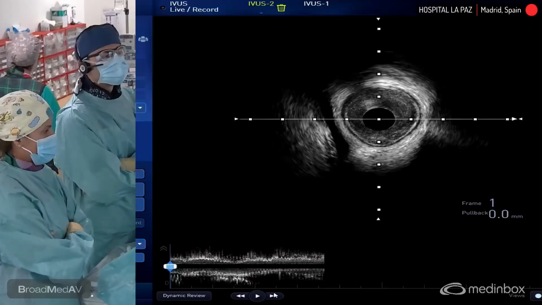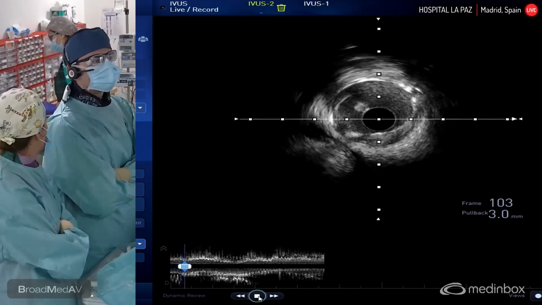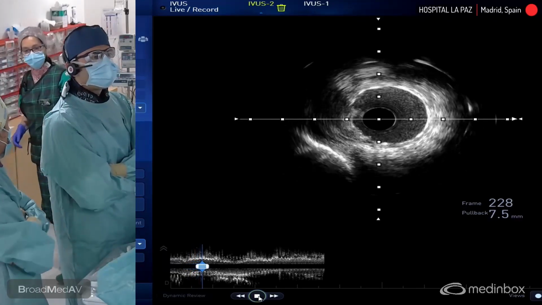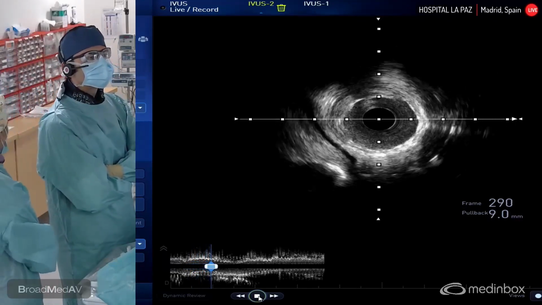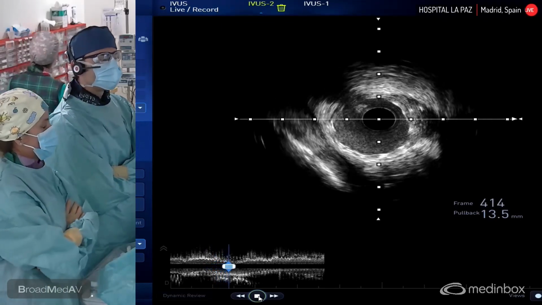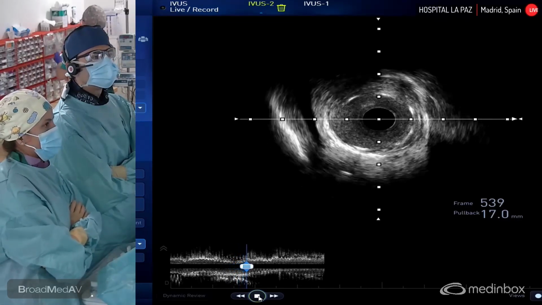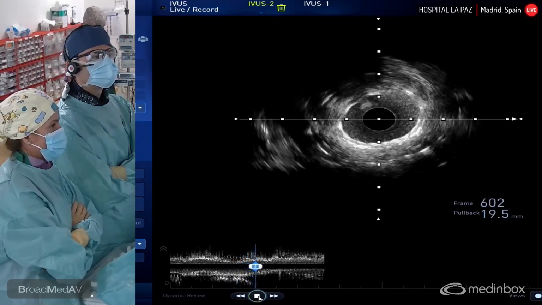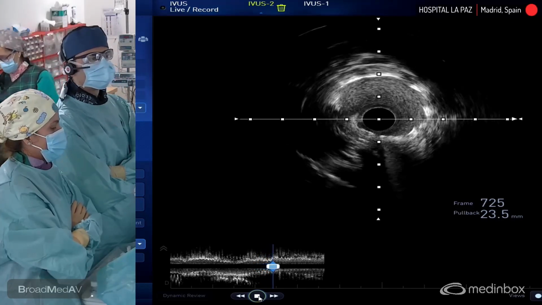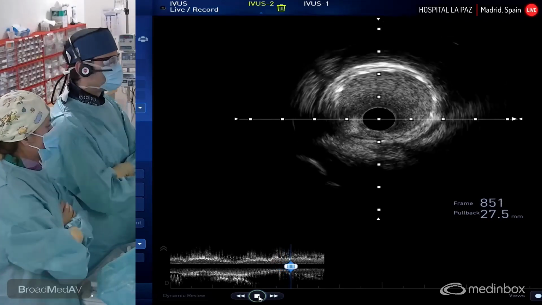You can see that the distal part of the stent is quite good, no dissection, good expansion, well opposed. But at the mid part of the stent, probably there is some under expansion of the stent. Probably a little bit more proximal there. The area is not bad, but probably it's a little bit underexpanded.